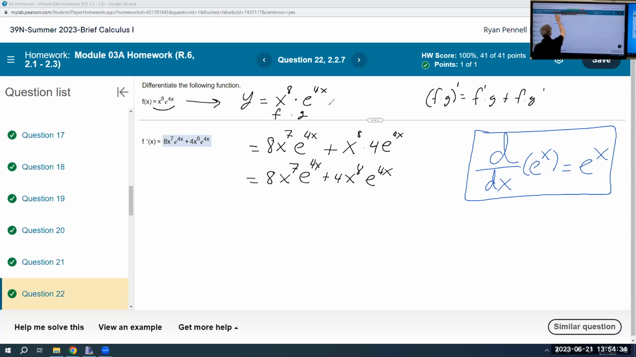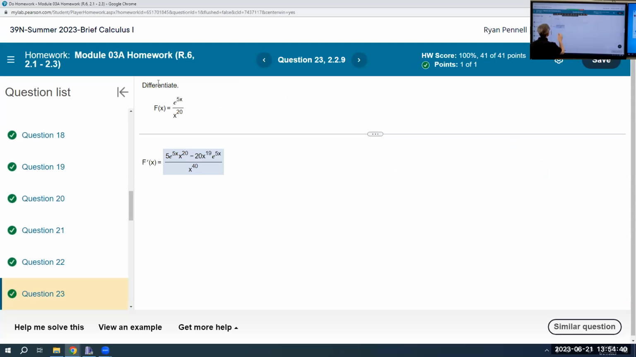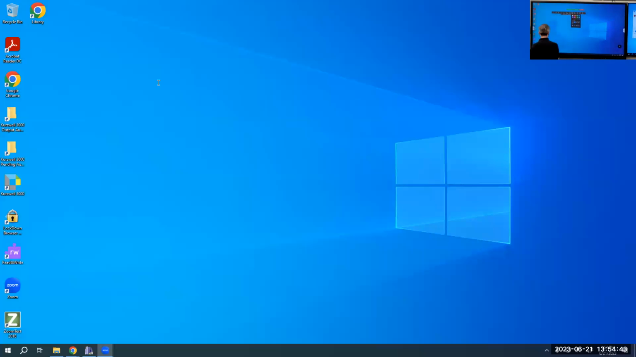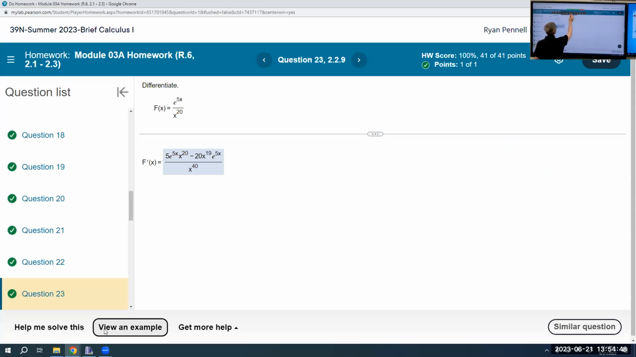Let's see what the next question brings. Quotient rule. Here we go. f of x equals e to the 5x over x squared. So we want to find the derivative. That looks a lot like quotient rule. What was quotient rule? f prime times g minus f times g prime over g squared. Each of these are fairly easy. We just have to build it.